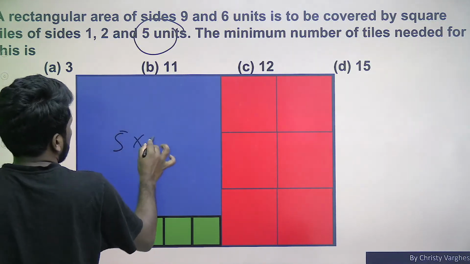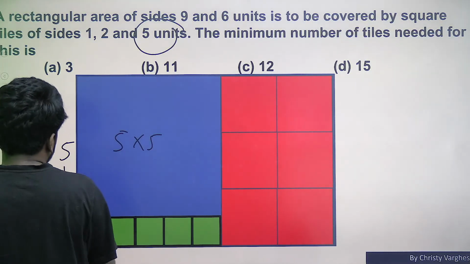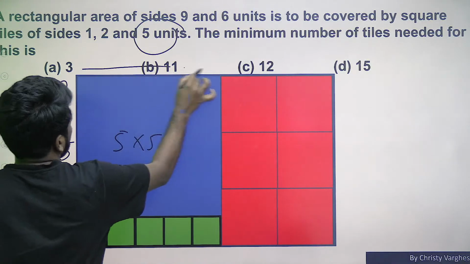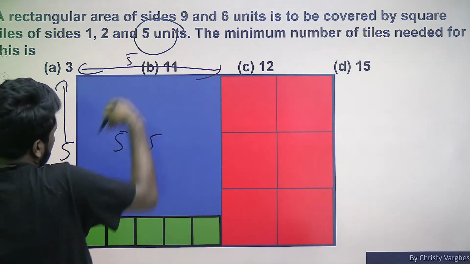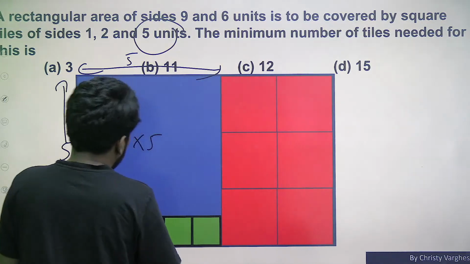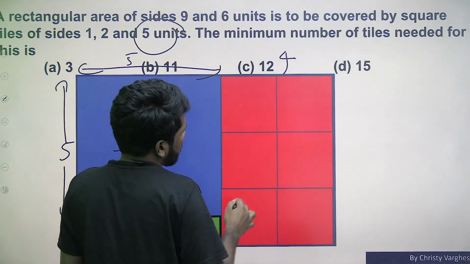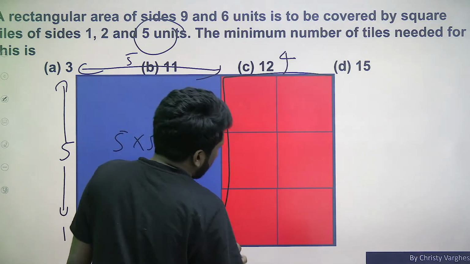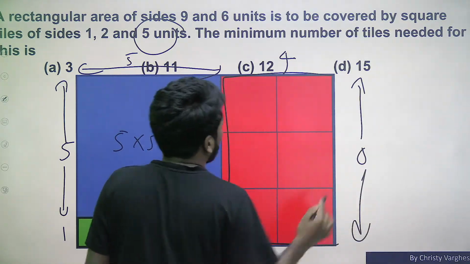5 by 5 tile use kiya, so you should understand how much length and breadth have been taken. 5 length, 5 breadth taken. That means 1 remaining, 6 units total, na? This much is 6, so 1 remaining. And then here 4 remaining because total is 9, na? That means here there is a strip of 4 by 6. Yes, 6 hai. 4 by 6 area to be covered.